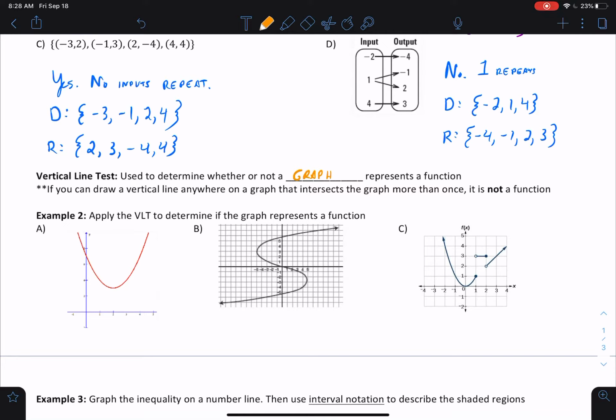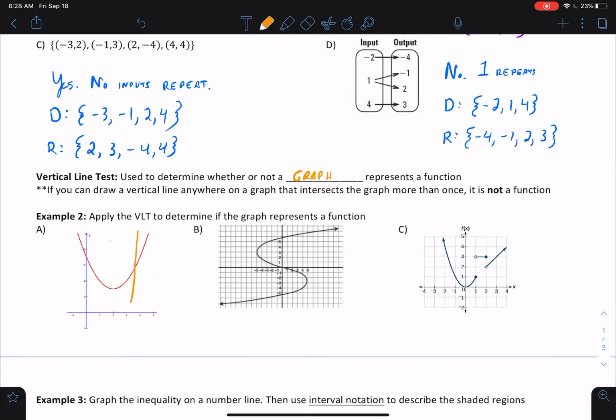But if we go to A, if I draw a vertical line anywhere on this graph, it is only going to intersect it at most once. So is this a function? Yes, it is. All right, what about b? So if I draw a vertical line here, only intersects once, here only intersects once, but if I draw a line here, notice how it intersects the graph 3 times. All right, so no, this isn't one because it fails the vertical line test.